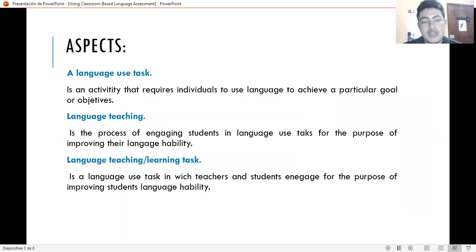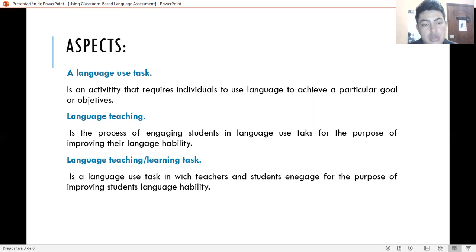Language teaching has some aspects, such as a language use task, which is an activity that requires individuals to use language to achieve a particular goal or objective. These are activities the students will do in order to reach a specific goal or objective. Language teaching is the process of engaging students in language use tasks for the purpose of improving their language ability.